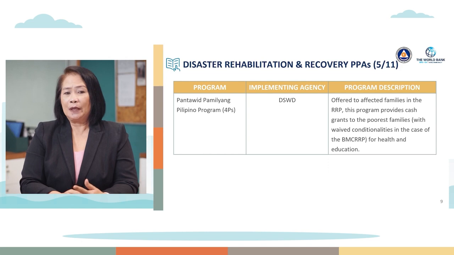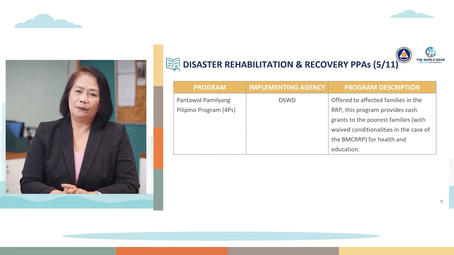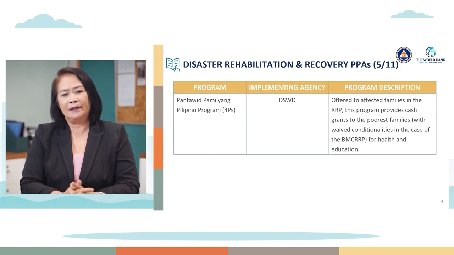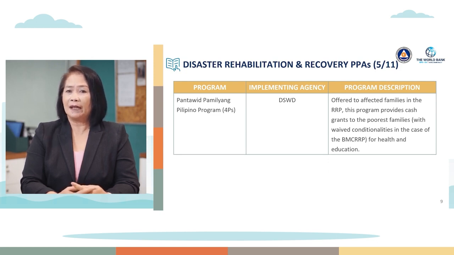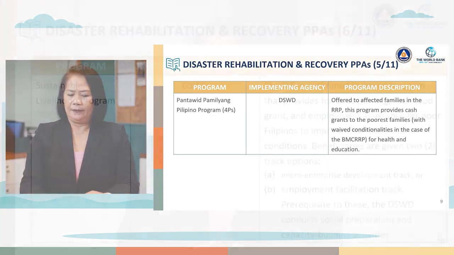Next is that of Pantawid Pamilyang Pilipino program, popularly known as 4Ps of the Department of Social Welfare and Development, which offered to affected families in the recovery and rehabilitation program areas cash grants to poorest families with waived conditionalities in the case of BMCRRP, or the Bangon Marawi Comprehensive Rehabilitation and Recovery Program, providing for health and education.